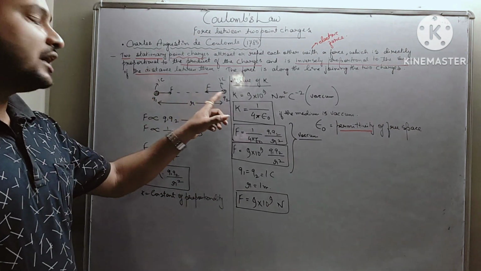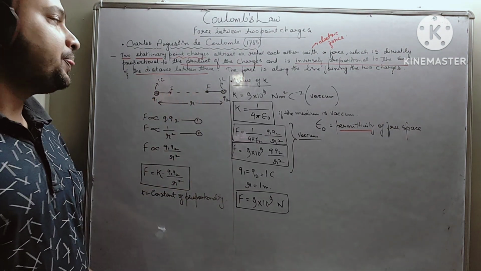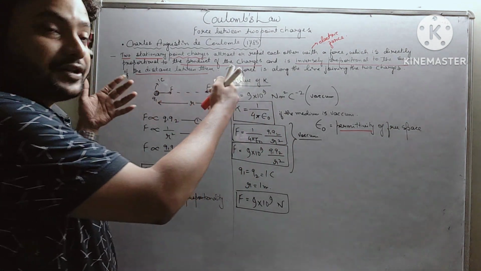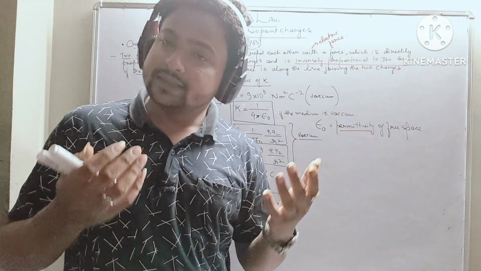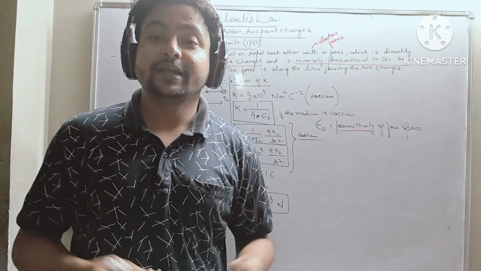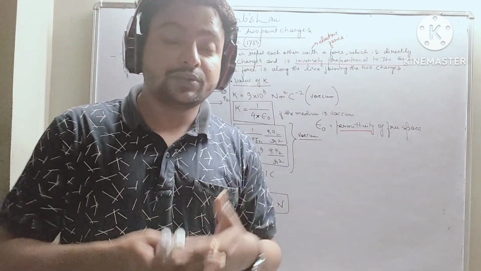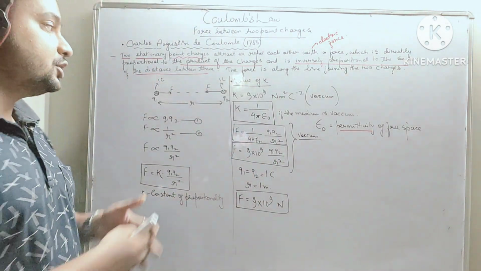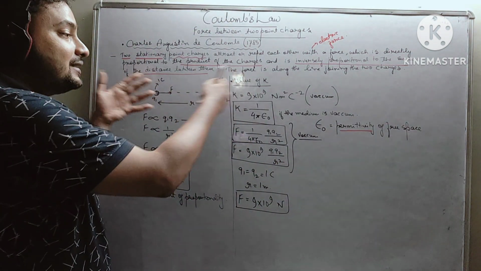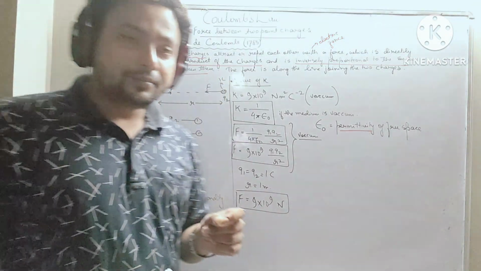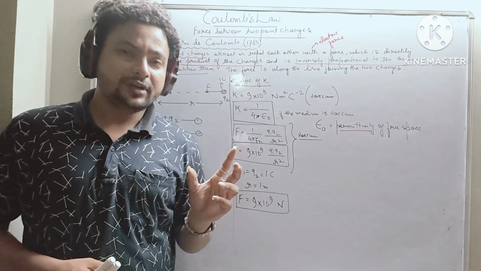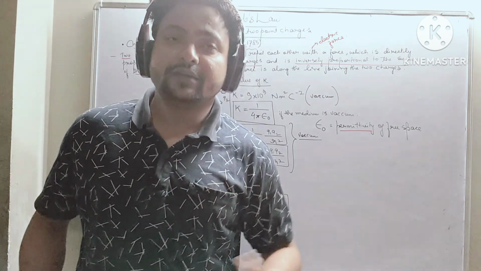When two charges are placed at a distance, there are going to be electric fields. If there are two magnets, there are magnetic fields. In a similar way, if there are two charges, there are electric fields acting between the two charges. Now, any particular medium, it can be vacuum, air, or any other medium.